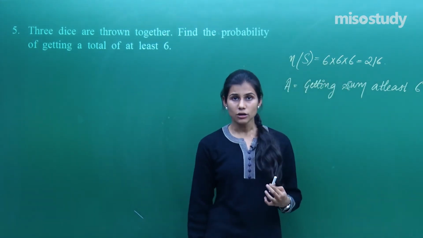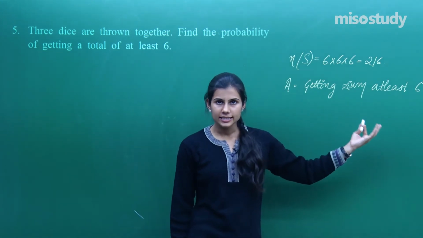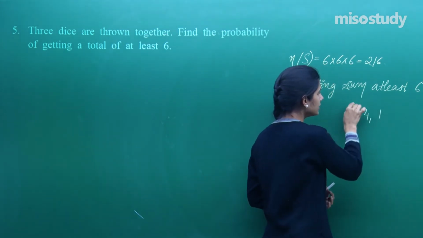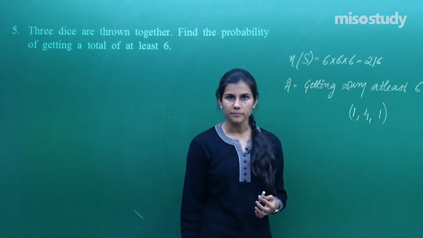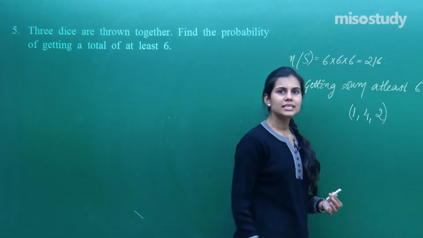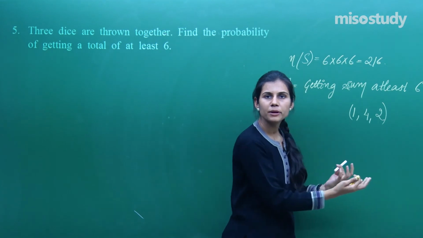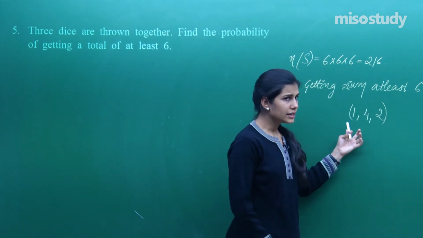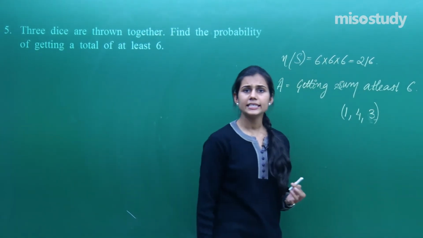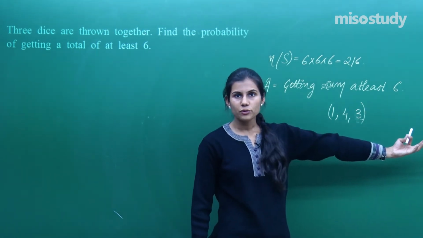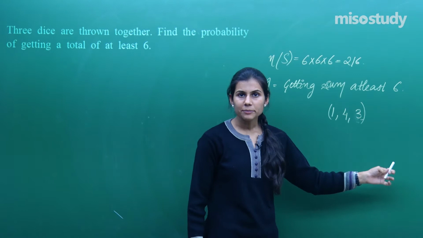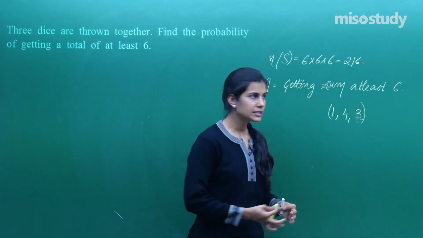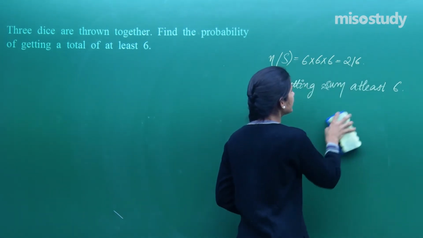Now out of 216 outcomes, getting a sum of at least 6: if 1 comes on the first die, 4 on the second and 1 on the third, this is one of the outcomes which gives 6 as the sum. Then 2 over here gives 7 as the sum, and all the possible ways in which I can permute them: 2, 4, 1, 1, 4, 2 or 4, 1, 2 or 4, 2, 1. If in place of 2 I write 3, 8 is the sum. I don't know how many ordered triplets I would have to write showing all outcomes that give at least 6 as the sum. That would be a pretty large number, right? So instead we move in an alternative fashion.